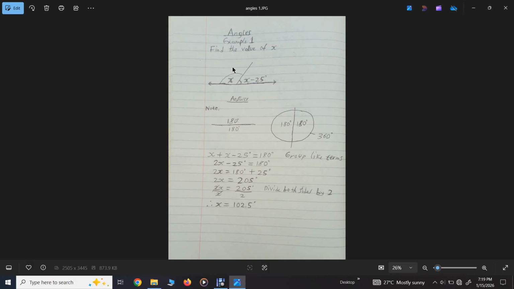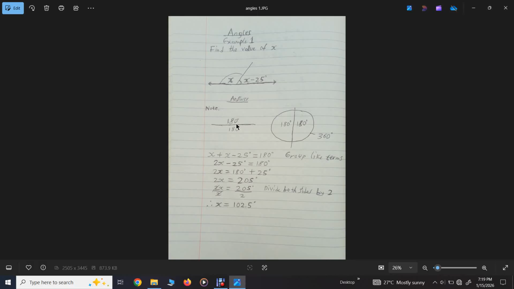Today you're going to learn something about angles. Example 1. Find the value of x. In this figure, this angle is x and this angle is x minus 25. Answer. Note this before we start.